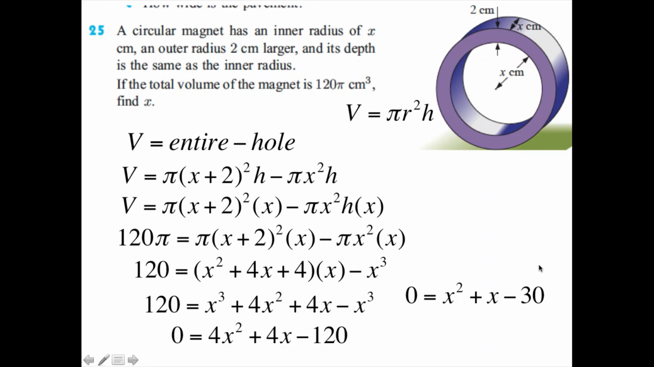This can be easily factored into x minus 5 times x plus 6. This will give an answer of x equals 5. This will give us an answer of x equals negative 6. We cannot have a negative radius, so we ignore the negative 6, and our only possible answer is x equals 5. So that must be the radius of the inner circle and also the height of the cylinder.